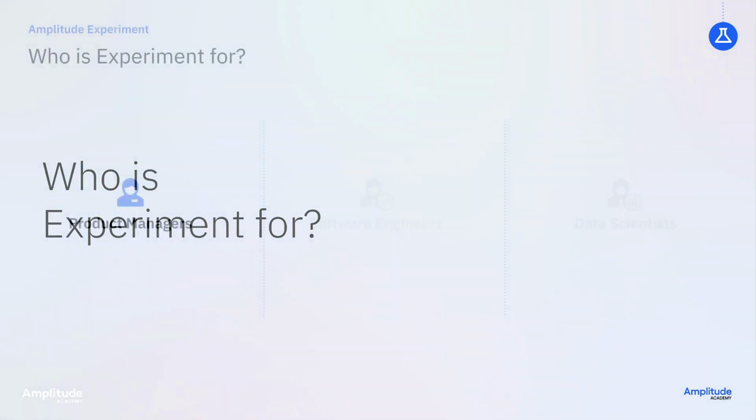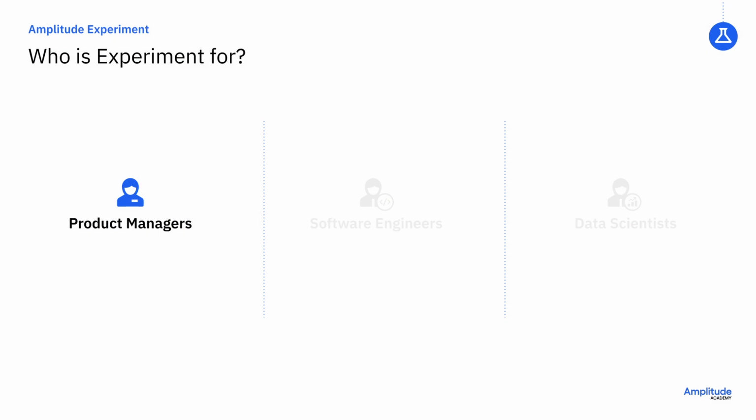Amplitude Experiment is for the product manager who wants to test out a product change, for the engineer who wants to leverage feature flags to deliver experiments and/or experiences to users, and also for the data scientist who wants to understand the underlying statistics around the results of an experiment. No matter what role your responsibilities fall within, this course will teach you the high-level Amplitude Experiment workflow and how to navigate your way through it.